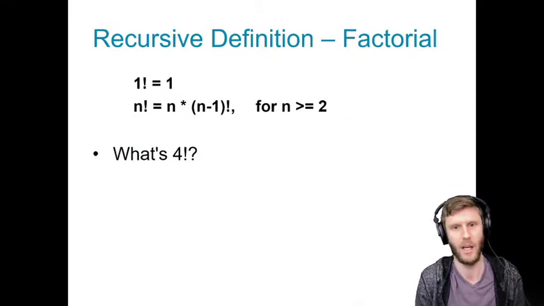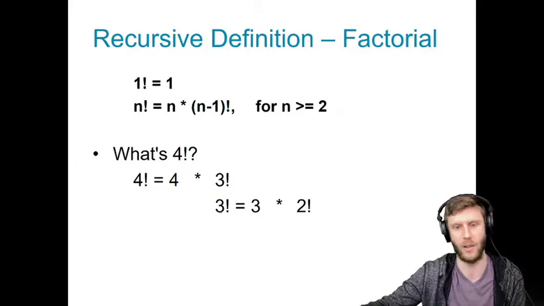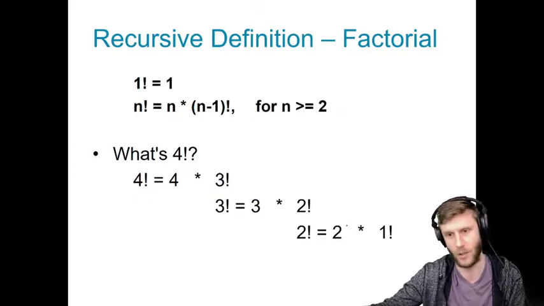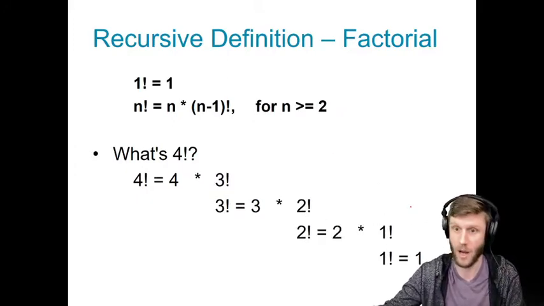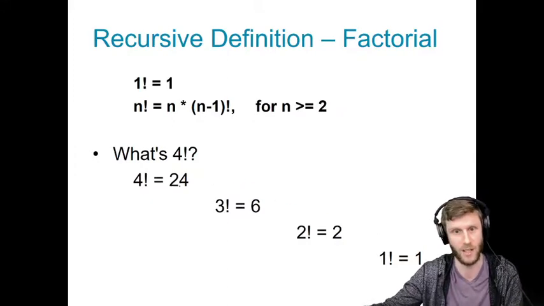All right. So what's 4 factorial? Well, we just did this. 4 factorial is 4 times 3 factorial. 3 factorial is 3 times 2 factorial. 2 factorial is 2 times 1 factorial. 1 factorial is 1. Oh, well, if we know what 1 factorial is, we just replace the 1. And then we know what this is. Well, that's 2, and then the 6, and then 24.